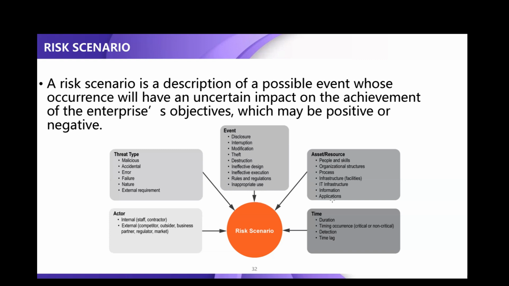So when you're looking at the assets, what are the assets? The people, the skills, the organization structure, the process, the infrastructure, the network, the applications, IT infrastructure, information, and application. And also, you need to look at the time, the duration, the timing of occurrence, and also detection and the timeline by which that occurrence happens.